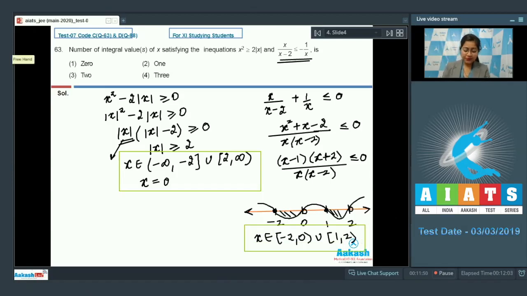Now to get the number of integral values, we have to take the intersection of 1 and 2. Now the intersection of these two will give us only one value, that is x equal to minus 2. So the solution of the given question is x equal to minus 2. So only one integral value is satisfying the given equations. So we can say that the correct answer is option number 2.